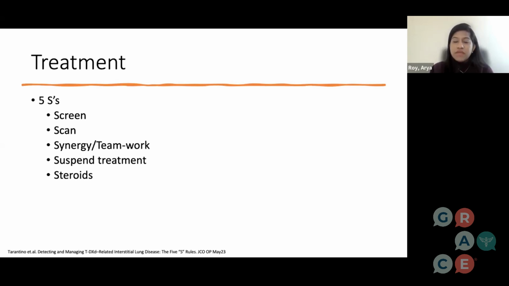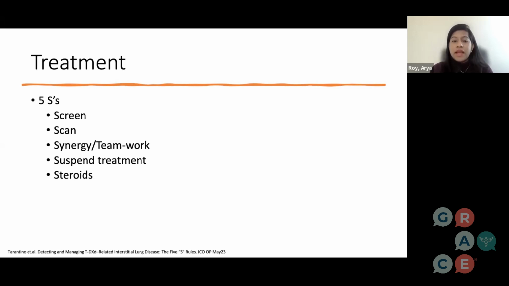Once you screen the patient and select the patient for receiving the TDXT, then if you are having any shortness of breath or dry cough while you're getting TDXT, you need to get scans for the patient. Initially, you scan the patient before you give them the TDXT. And after that also, it's advisable to repeat the scans every 6 to 9 weeks while you are getting TDXT. And especially if you are having interstitial lung disease or any symptoms of interstitial lung disease, the frequency of the scans may vary.